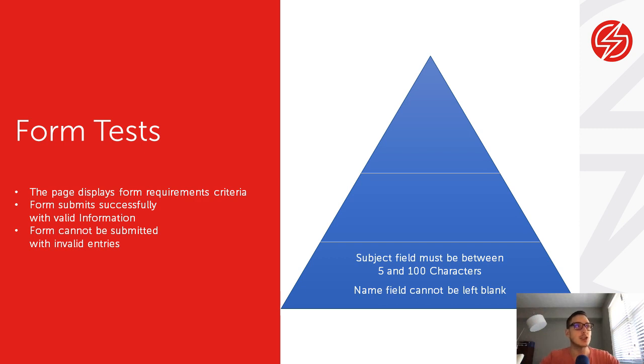Next, the page displays form requirements criteria. Think about where that test case belongs. How would you test it through automation? Where in the pyramid it belongs? And when you come back, I'm going to tell you the answer.